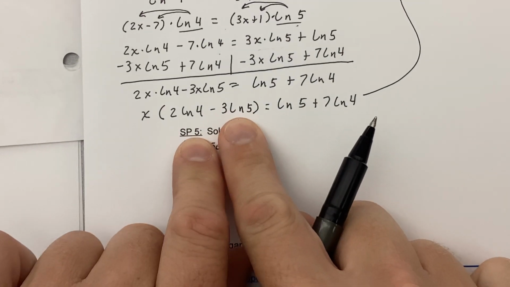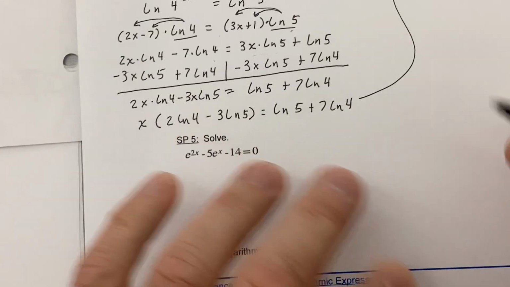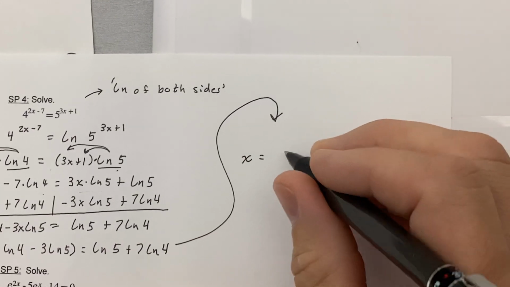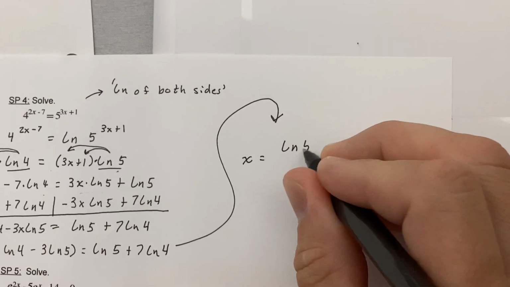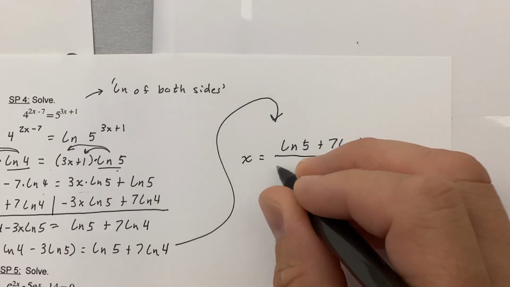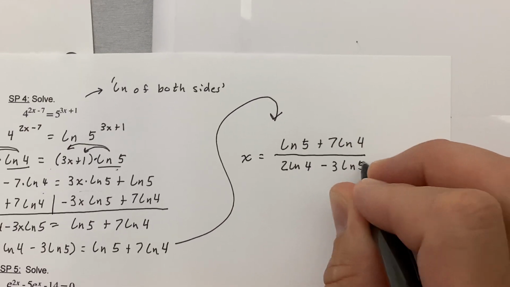This is all one quantity now. So all you got to do is divide both sides by all of that. So x is going to be equal to natural log of 5 plus 7 natural log of 4 divided by 2 natural log of 4 minus 3 natural log of 5.